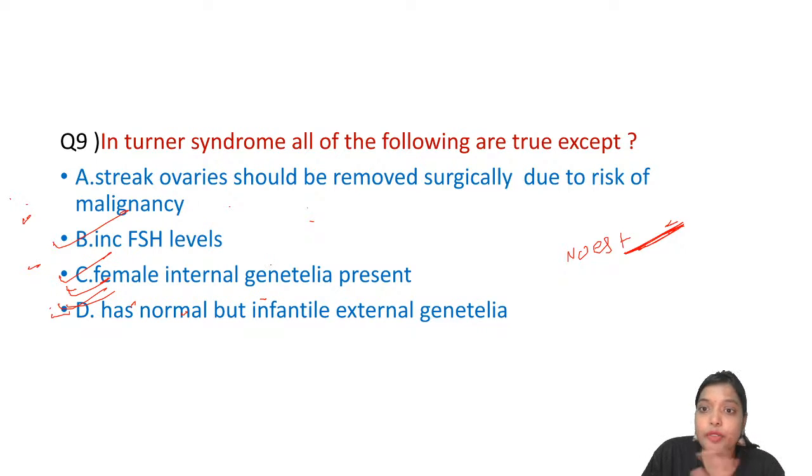These gonads don't have the risk of malignancy. Which gonads have the risk of malignancy? The gonads which have the risk of malignancy are Swyer's or AIS. Those gonads have the risk of malignancy, not Turner's. Okay, so they can be left behind.